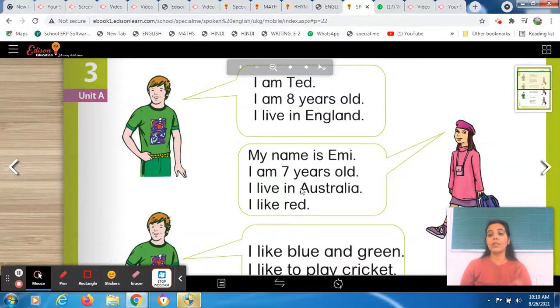So what did the girl say in return? Both are conversing. The girl said, my name is Amy. I am 7 years old. I live in Australia. I like red.